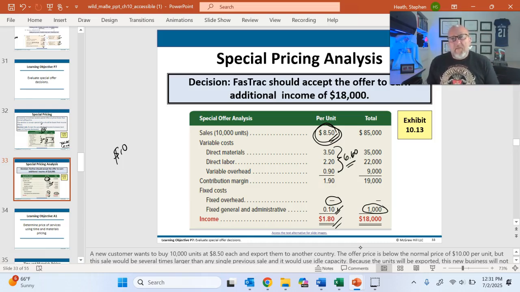In this particular example, though, since I do have excess capacity, even with the additional $1,000 in fixed SG&A, I still think I'm going to say yes, because $8.50 is more than the cost per unit to manufacture and produce this particular order. So I'm saying yes.